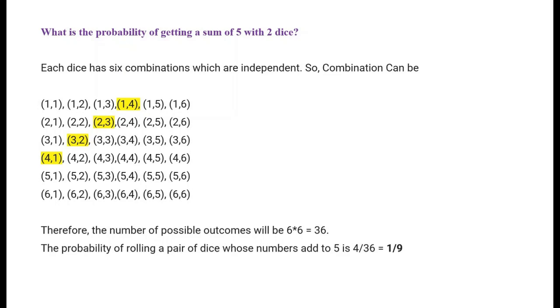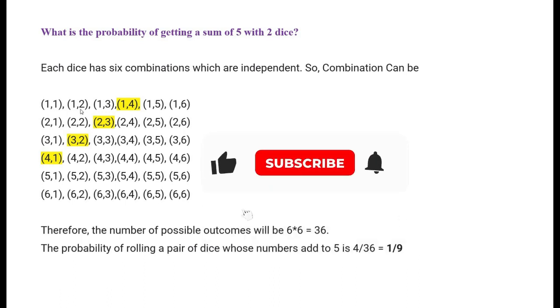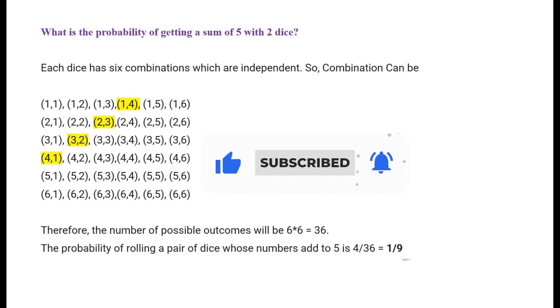So the next question is, what is the probability of getting a sum of 5 with 2 dice? Now, as we know, each dice has 6 combinations which are independent. So the combination can be 1, 1, so in both the dice we get 1. 1, 2 means in one dice we get 1 and another dice we get 2. 1, 3 means first dice got 1 and the second dice got 3, and so on.